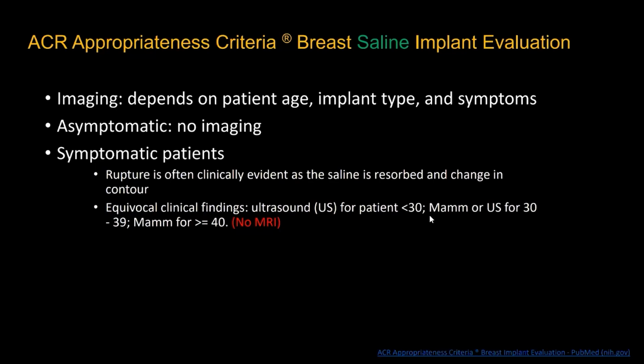For example, if the patient is less than 30 years old, we recommend ultrasound as a starting point. For patients older than 40 years old, mammogram should be performed. Like the case we had before, right? That patient has a saline implant rupture. We start with a mammogram because she is more than 40 years old. For patients between 30 and 40 years old, you can start with either mammogram or ultrasound. So no MRI is needed for the saline implant evaluation.